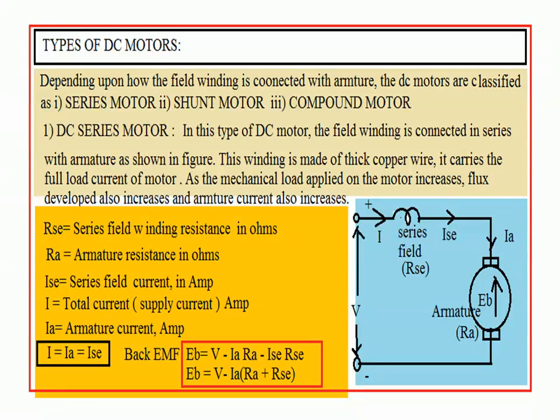Remember one important relation, in series motor all currents are equal, I equal to ISC equal to IA. Hence from the voltage expression you have to develop the back EMF equation, EB equal to V minus IARA minus ISC RSC. IA and ISC are the same, so the back EMF equation is modified as shown below.